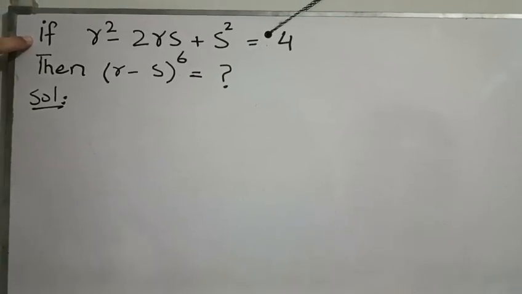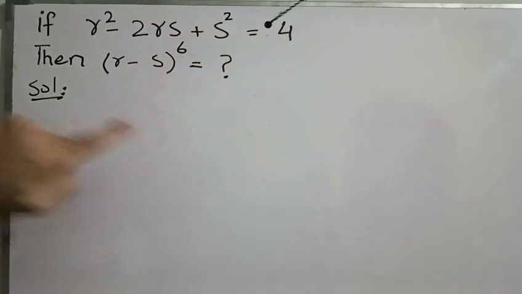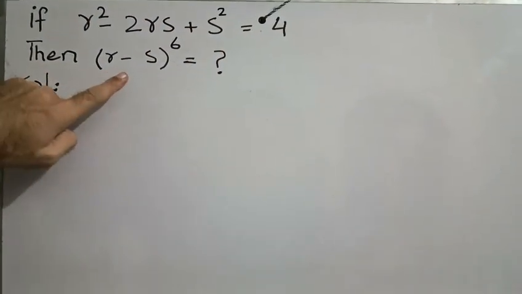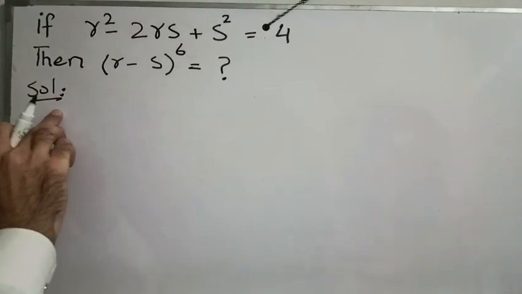This is the given question: if r square minus 2rs plus s square is equal to 4, then what is the value of (r minus s) whole power 6? So let's solve this question.